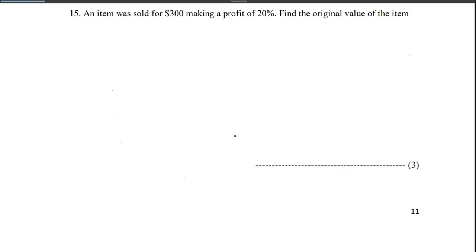Item was sold for $300, making a profit of 20%. That means an item had some original value. We don't know what that value is. Let's call that X dollars. Okay. And then they are going to add 20% to this value. And then when you add 20%, you get $300. Let's make this a little bit more clear. $300.